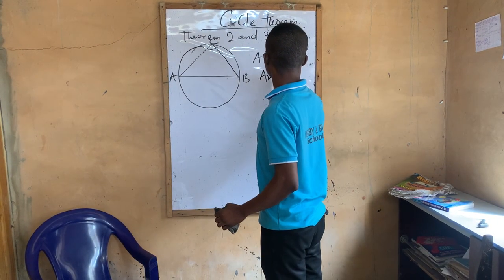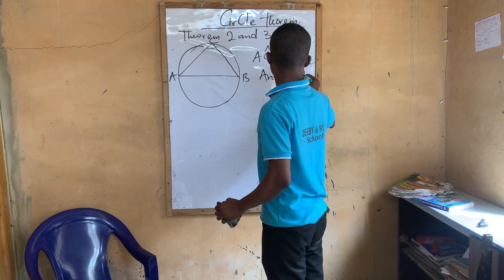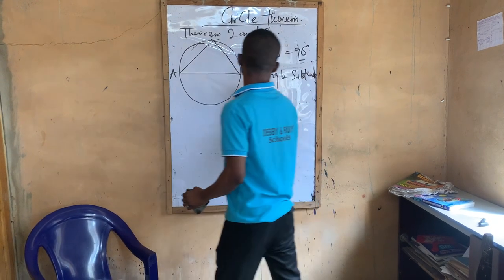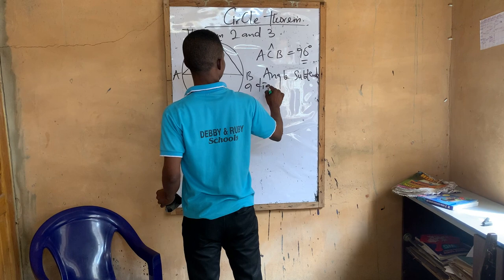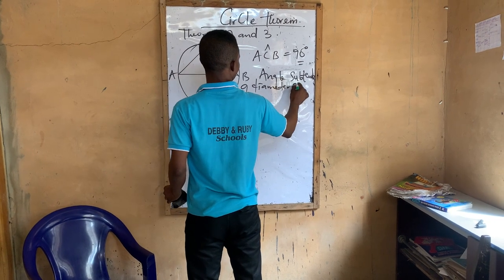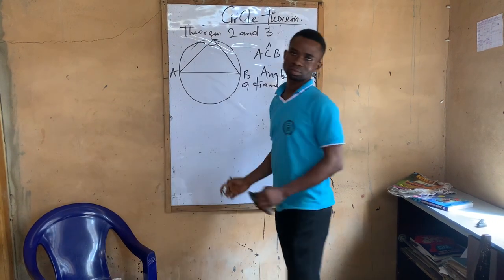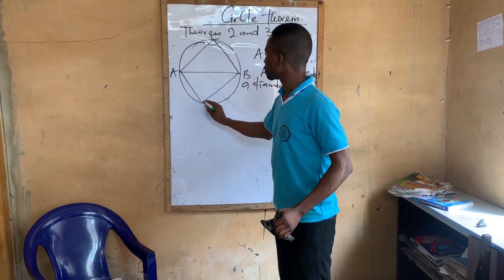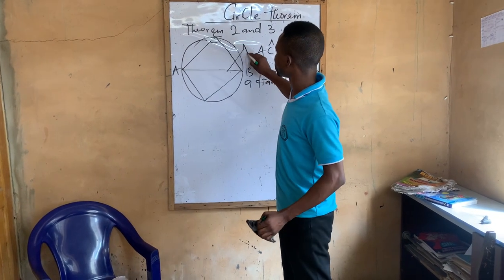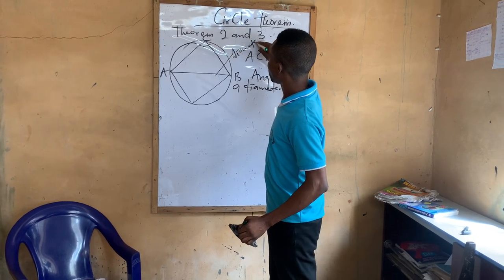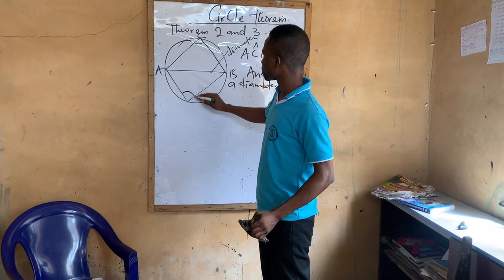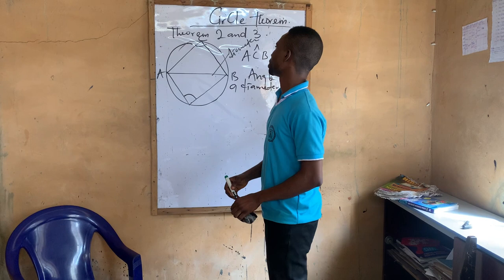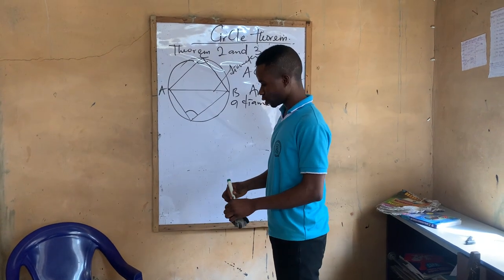Angle subtended by a diameter is 90 degrees. It can come in either form. So far, this thing is a diameter. If it's a diameter, the angle that subtends it is always 90 degrees. That's theorem 2, which you have to take note of.